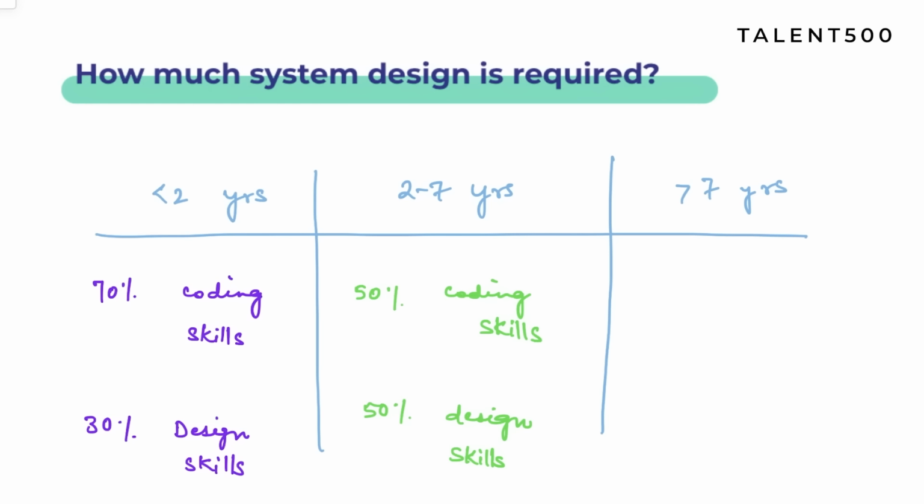And when you are talking about more than 7 years of experience, that can be either for the individual contributor role, or it can even be for the managerial role, because they are also engineering managers. So there also people are going to be asking you questions across your coding skills and design skills. For that particular case, you should know 30% coding skills, and 70% should be your design skills.